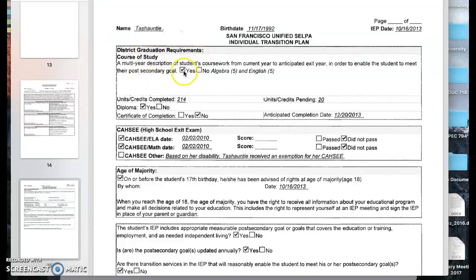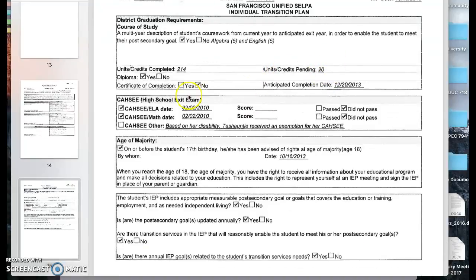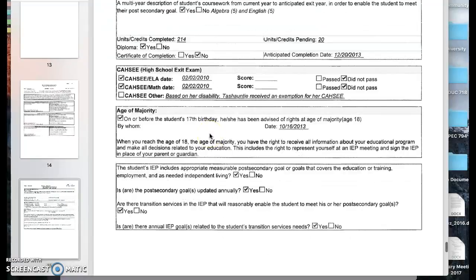This is the second page of it, and it just is looking, is she on track to graduate? And the answer was yes. She only had 20 credits left when this IEP was done. She did not pass both parts of the exit exam, but she did receive an exemption at that time, which they were giving. She was over 17, so she was allowed to sign her own IEP, and all of the goals were measurable post-secondary goals that cover education or training and employment, and remember, she didn't need the independent living goal.